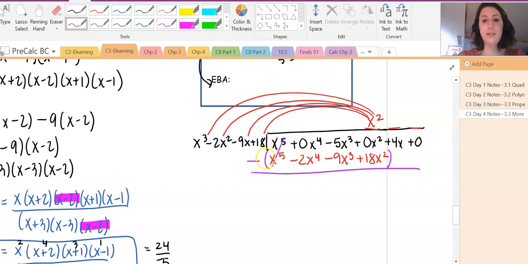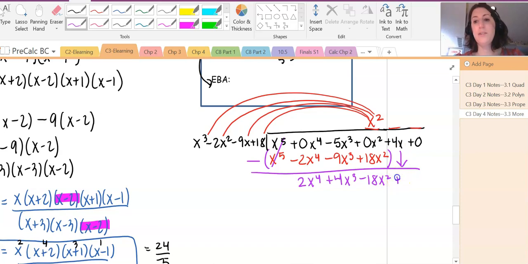Cancel. 0 minus -2, +2, -5 plus 9, 4x cubed, 0 minus 18 is -18x squared. Bring down your 4x.